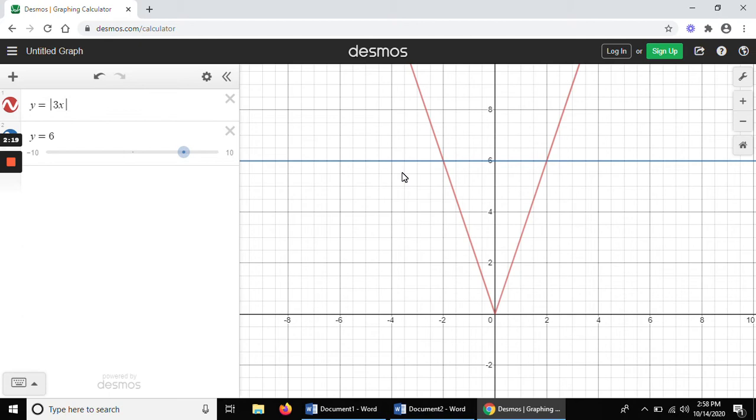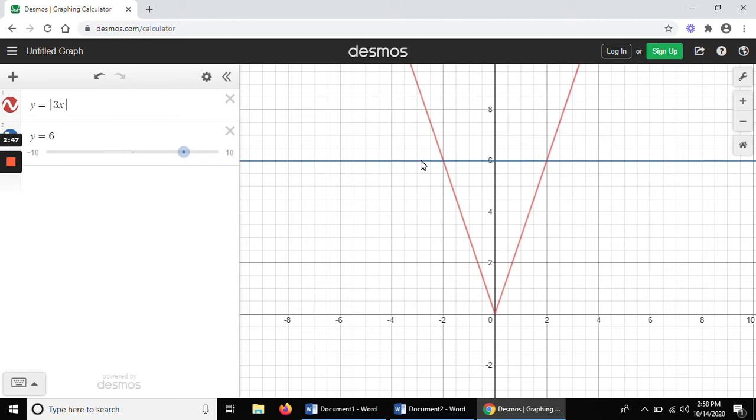Alright. Now the red graph is the graph of the absolute value portion of the equation. The blue line is the graph for y is equal to 6.